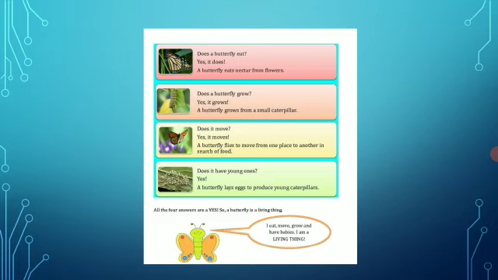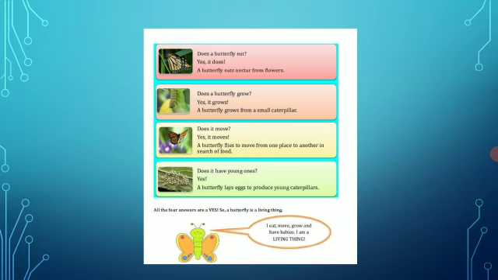Now, to identify whether a thing is living or non-living, we ask the following questions. If the answer to all the questions is yes, then it is a living thing. So the first question is, does a butterfly eat? Yes, it does. A butterfly eats nectar from flowers. Now, the second question. Does a butterfly grow? Yes, it grows. A butterfly grows from a small caterpillar.